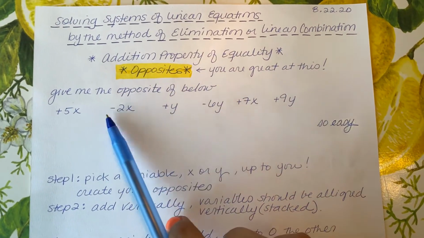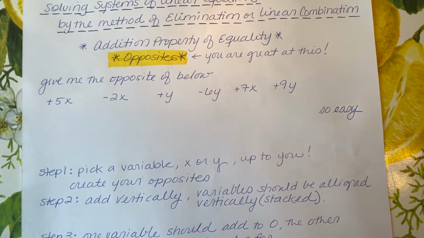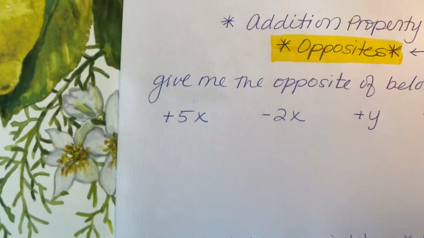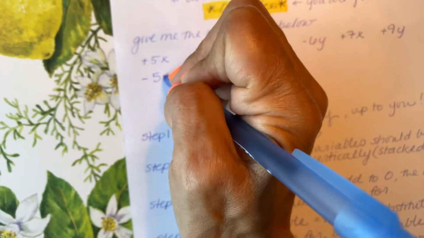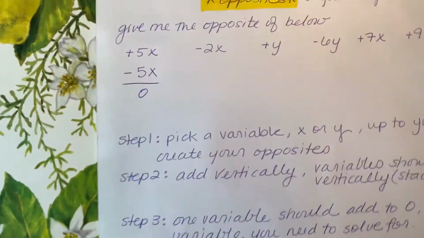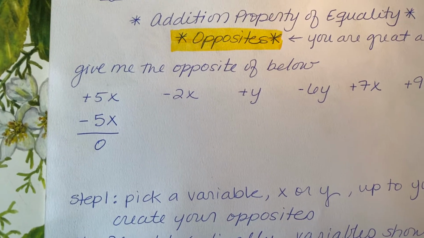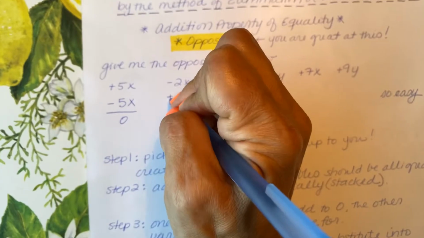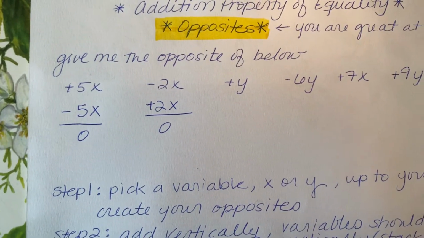Okay, so give me the opposite of the below. You don't have to copy this part. I mean, you understand it. Okay, so here we go. What's the opposite of positive 5x? You would say minus 5x because it gives you 0, right? If I was to combine them, it would give me 0. Okay, what's the opposite of negative 2x? Positive 2x. And if I was to add that, I get 0.